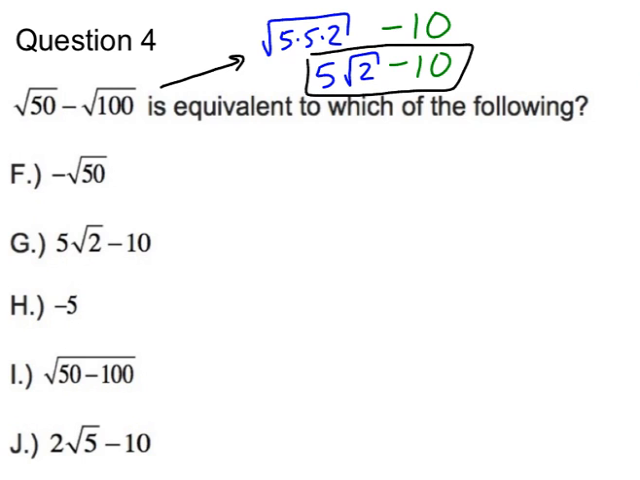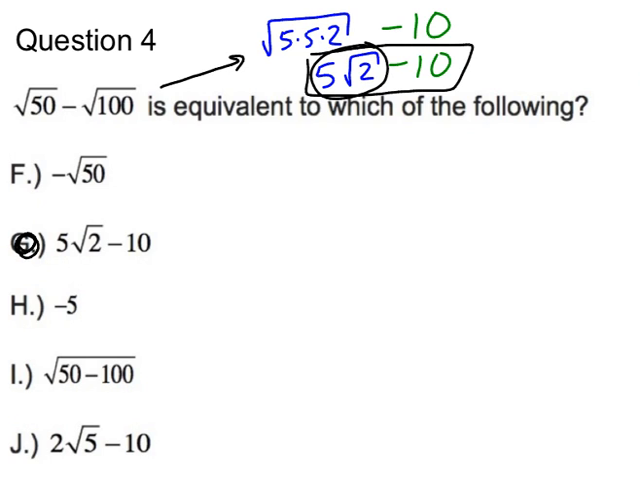So next question that I need to look at the answers in order to figure out. Root 50 minus root 100 is equivalent to which of the following? I already went ahead and broke it down. If you're good at roots, I broke it down to 5 times 5 times 2, which is a 5 root 2. And then minus 10, because I know the square root of 100 is 10, so my answer is G.